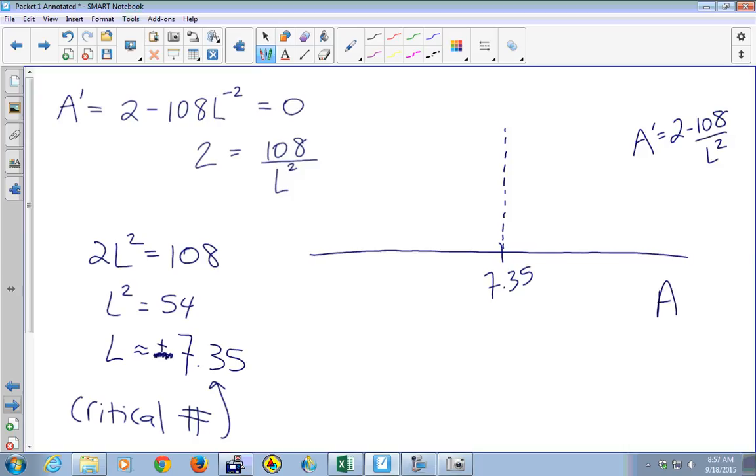Okay, so let's look at A prime. Are there a lot more steps that are going to happen after this one? Because I'm running. No. Okay.